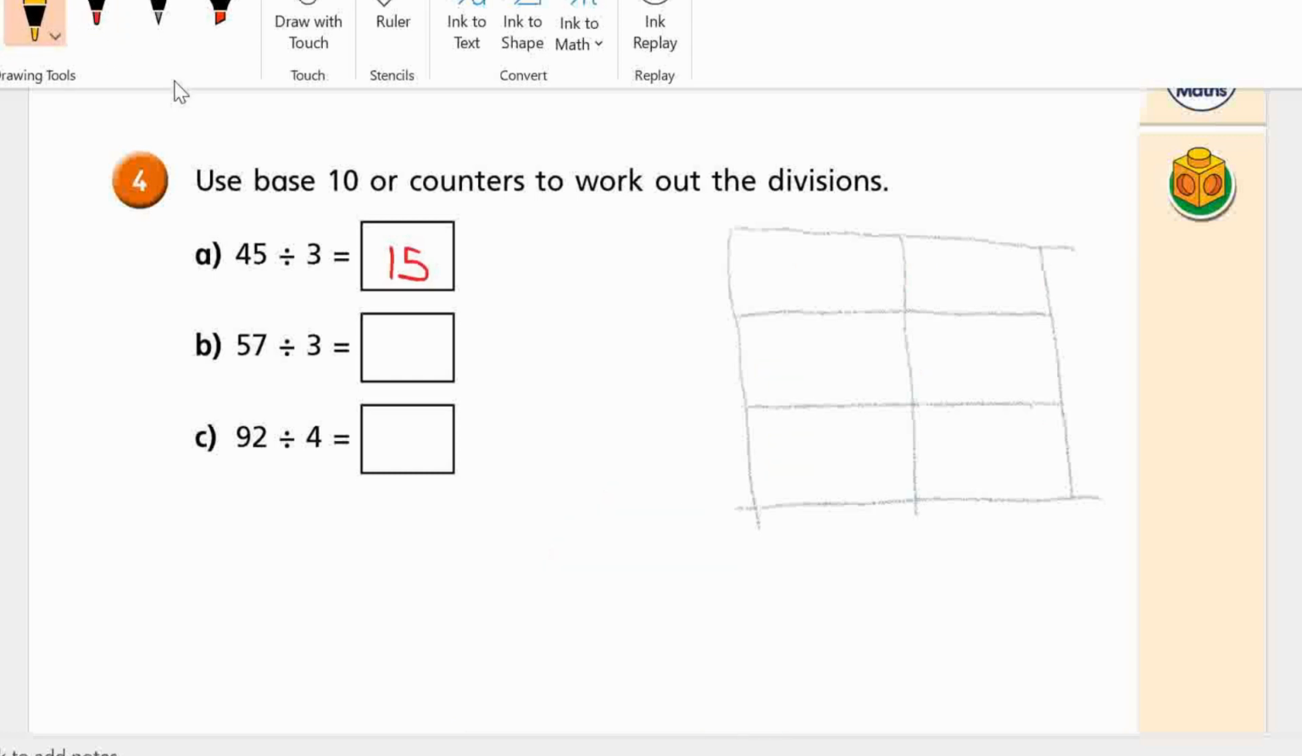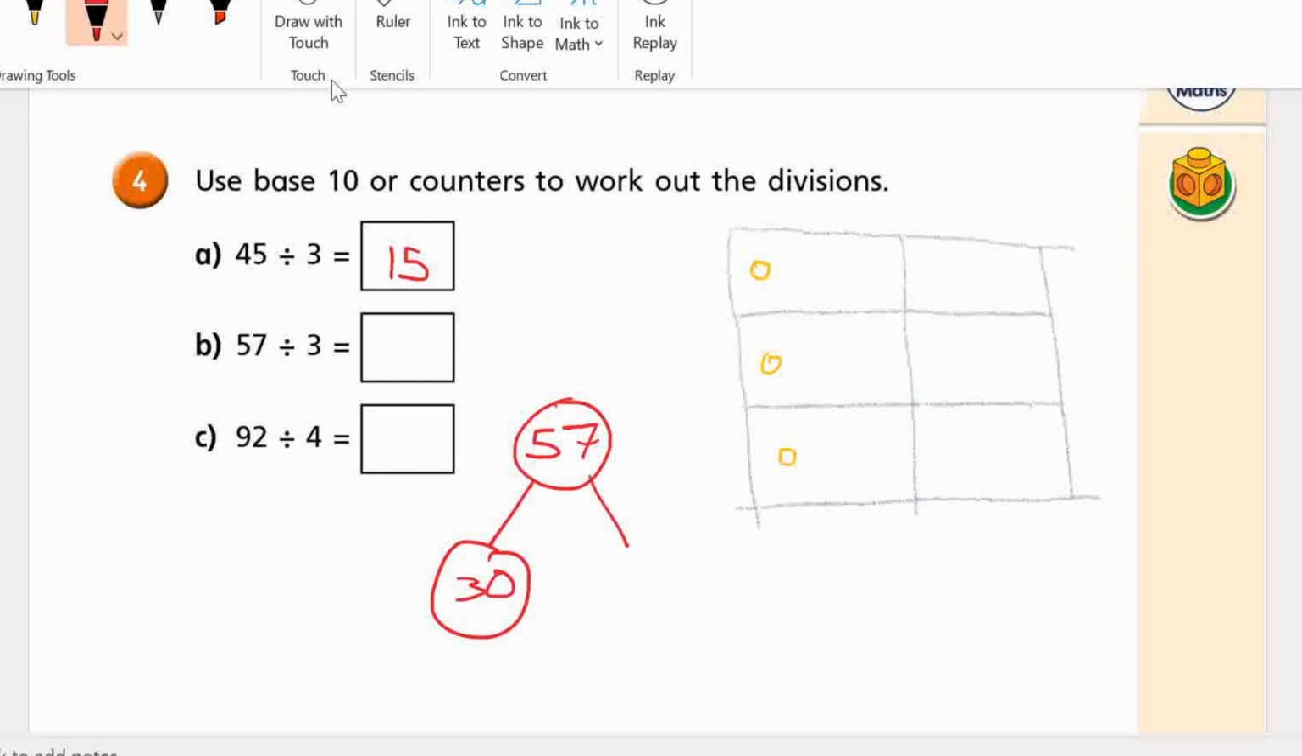57 divided by 3. So again, I'll take 1, 2, 3. I've got 20 left, haven't I? Because I can't do any more. So how this looks is 57, and I've used up 30. How much do I have left? 57, take away 30. Anybody? 27, good. Okay, that's quite a lot of units. Anyway, I have a lot of counting to do.